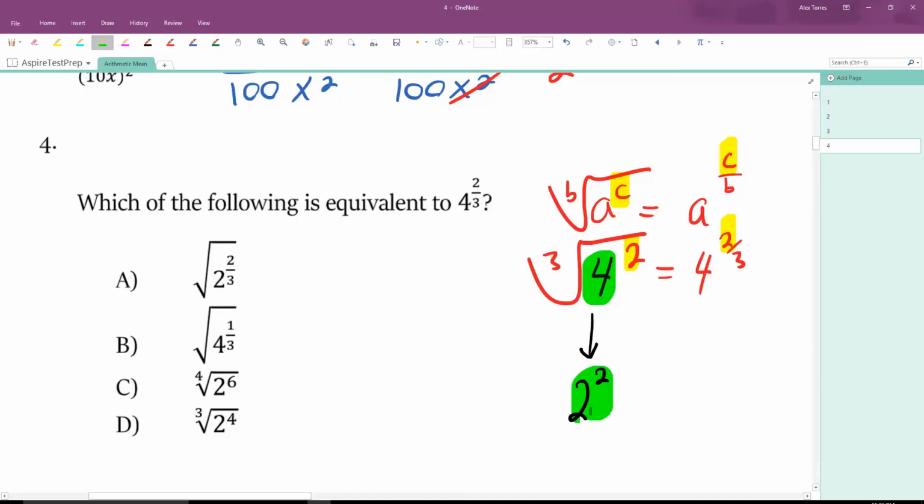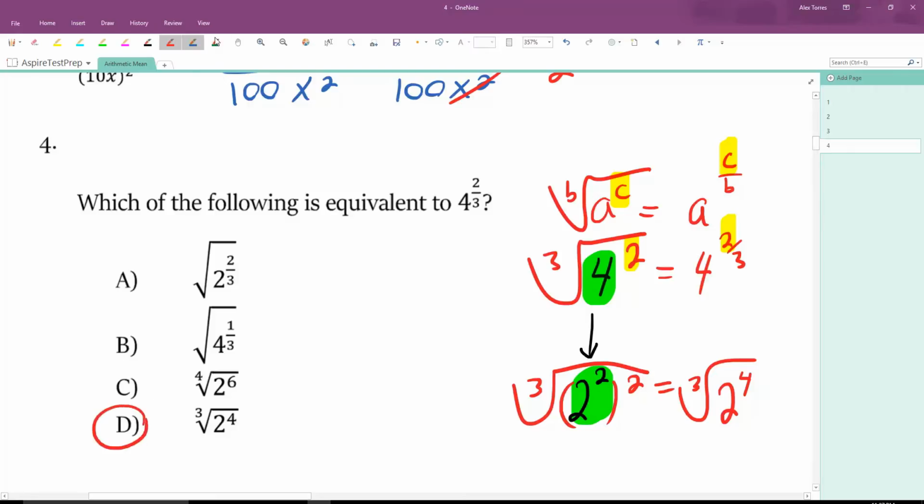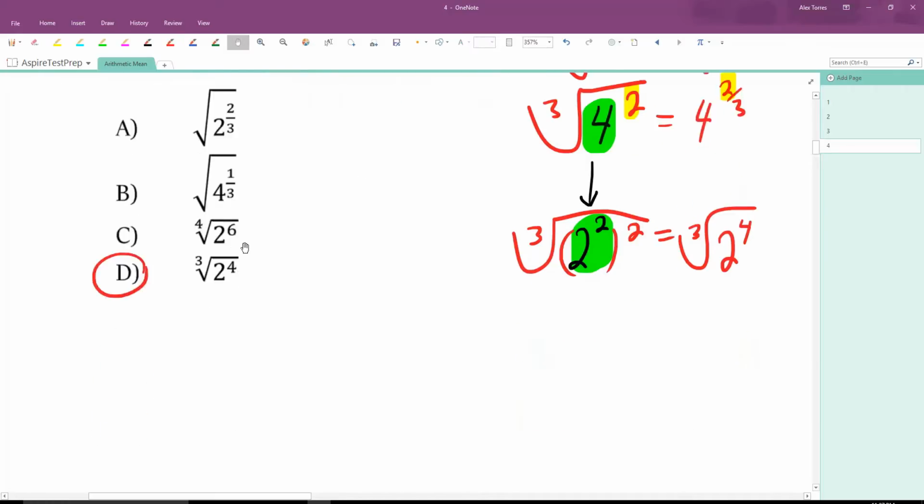So if we have 4 as 2 to the second power, we keep everything else the same. Now we can say that if I have 2 to the second power, and that's to the second power, this is a situation where you multiply those exponents. So we can rewrite this all as the cube root of 2 to the fourth power, and that's choice D. Going over to question number 5 now.